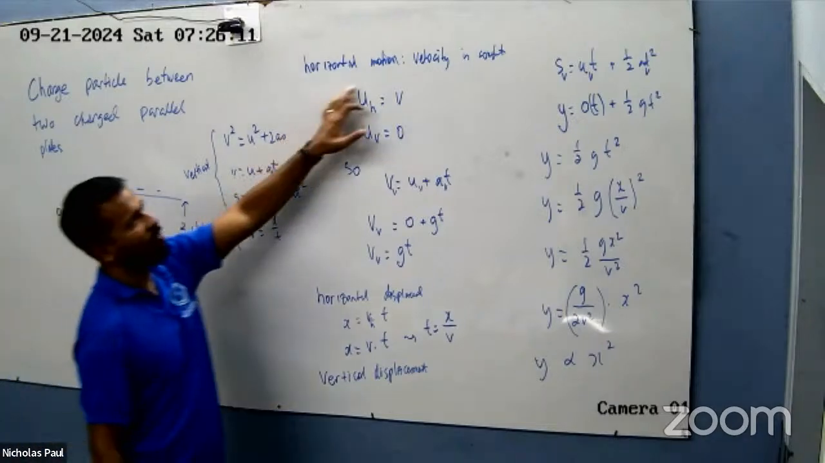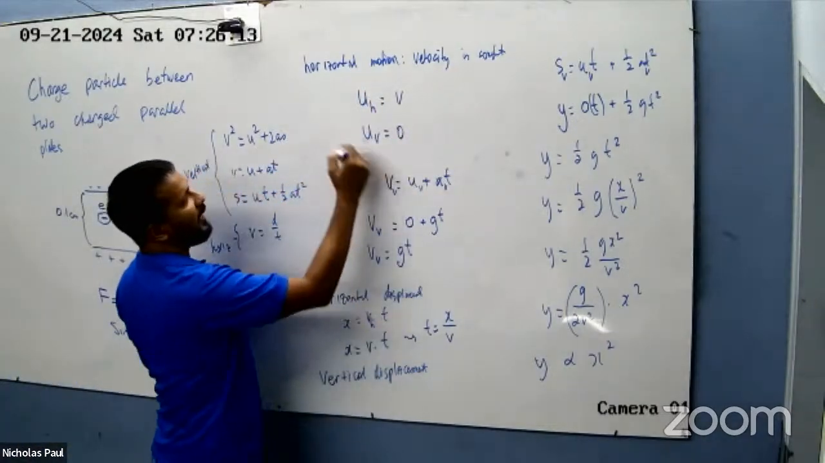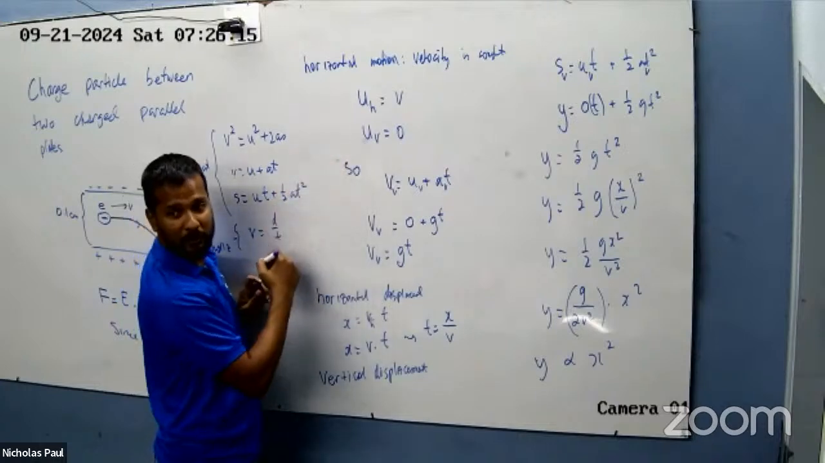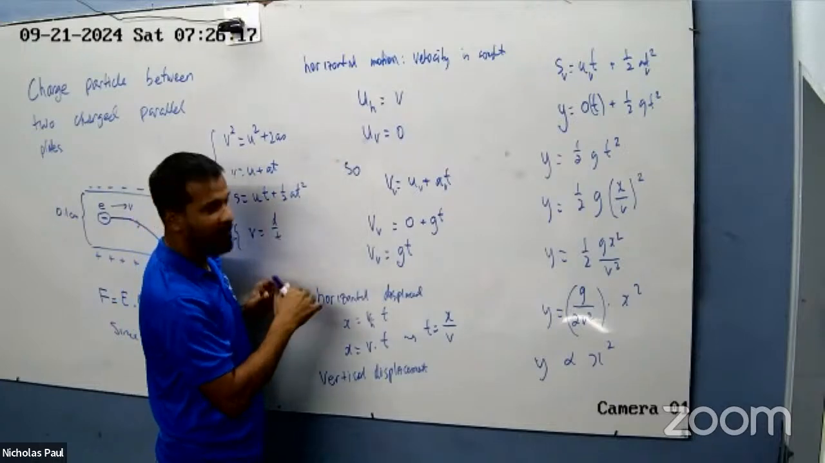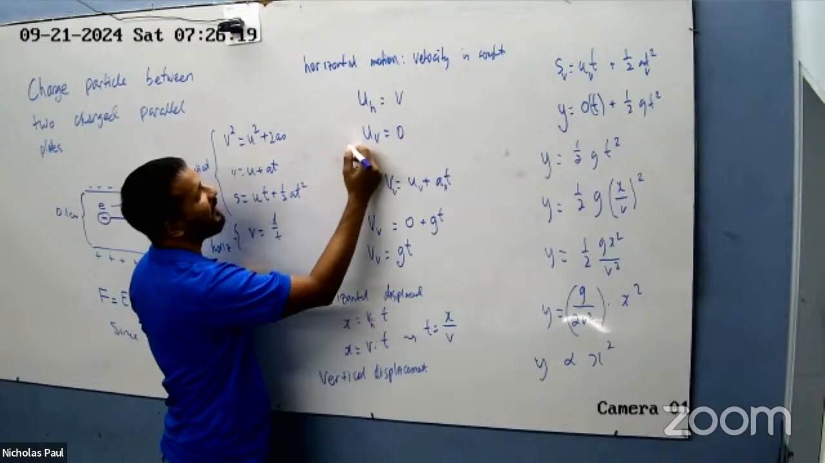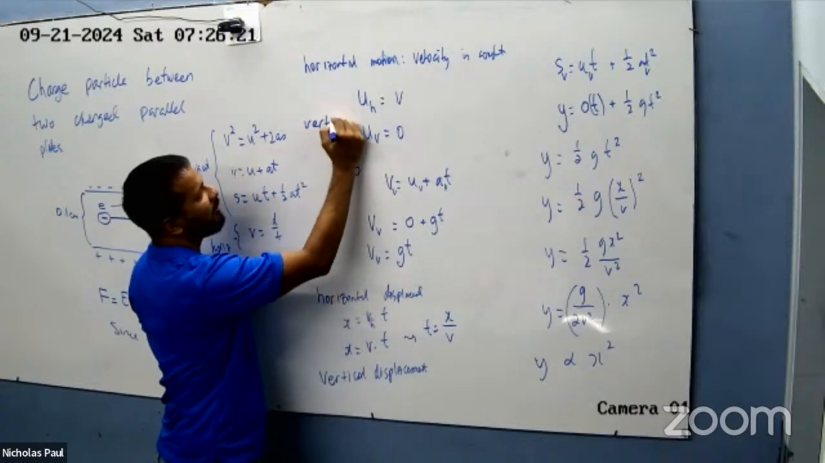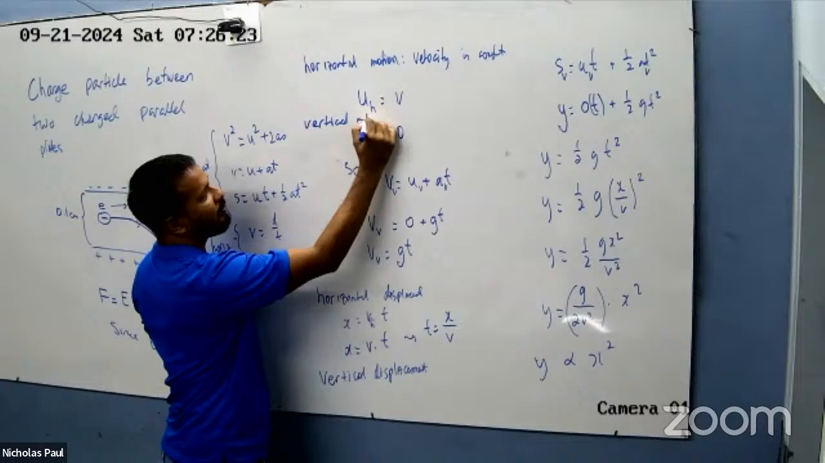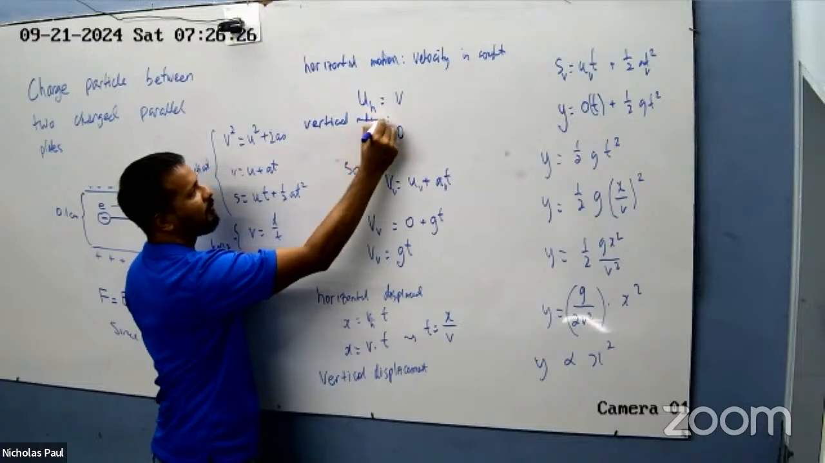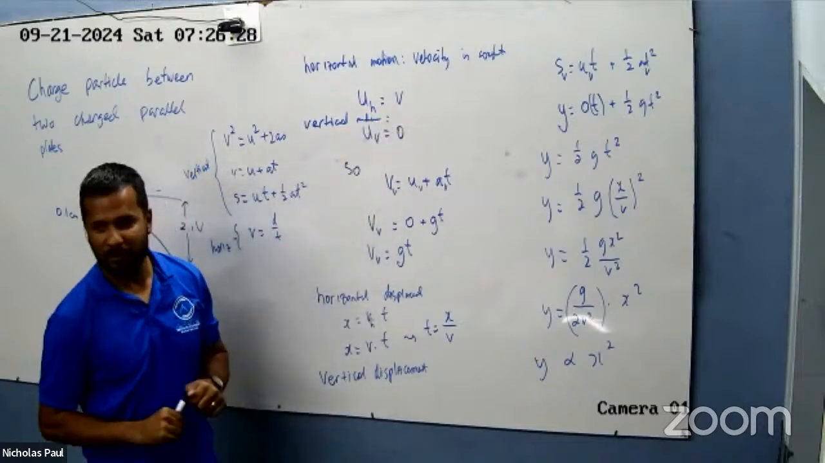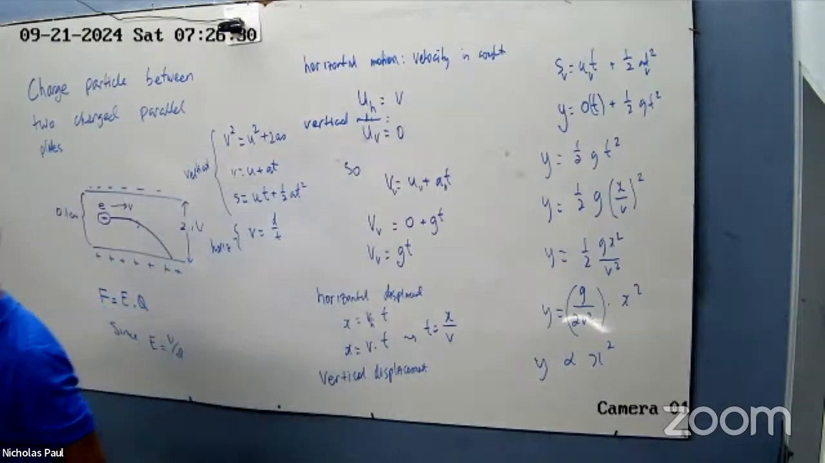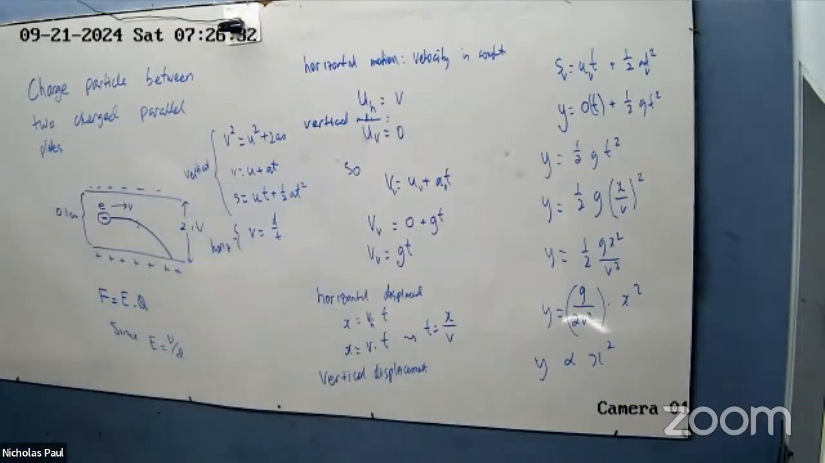Horizontal motion, velocity constant, and then this. And this is your vertical motion, right? Oh yeah, copy it down. Right, Natalia?